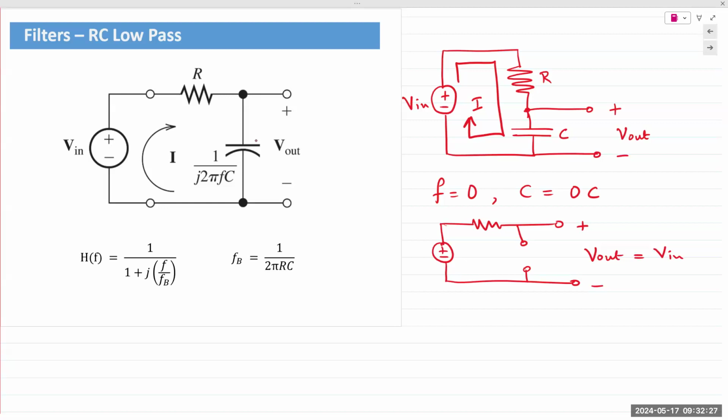Capacitor is open, nothing is going down there. It's basically the output through that resistor, meaning whatever you give as the input, you will obtain at the output. As easy as that. There's no other analysis to be performed.